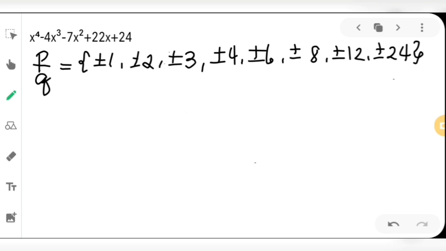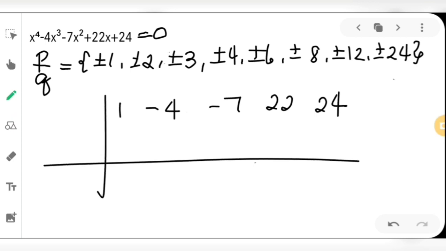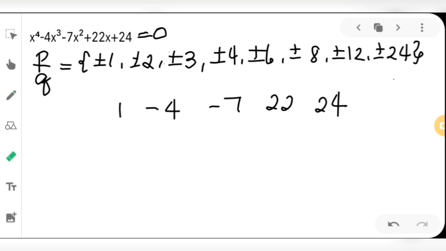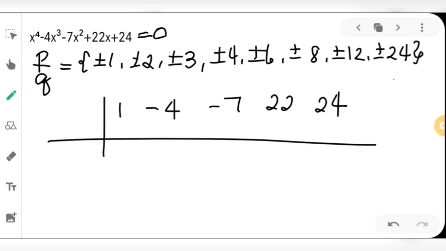So, let us start with negative 1. Let us write down first the numerical coefficients of our polynomial equation. So we have 1, negative 4, negative 7, 22, and 24. Let us start with negative 1. Okay, why did I write this? Very big. Okay, negative 1. So bring down 1.